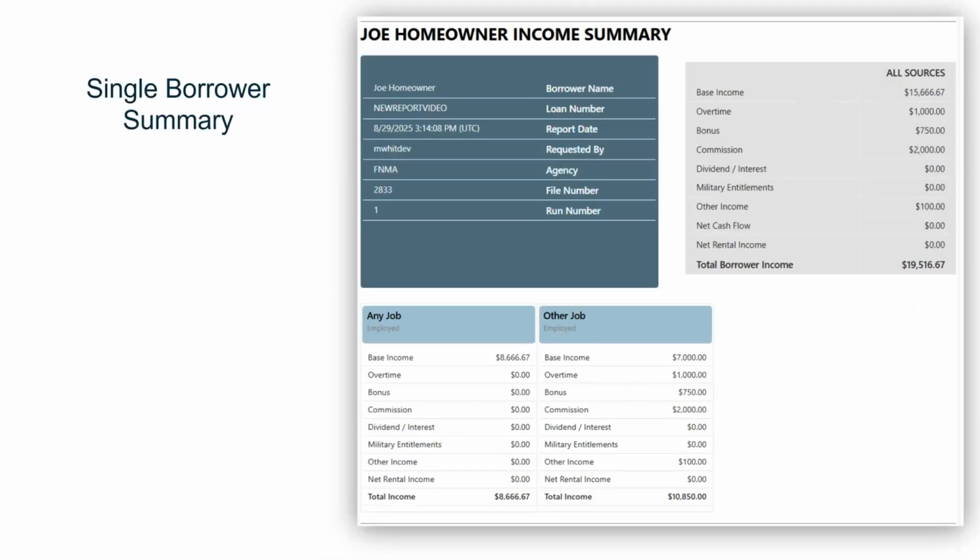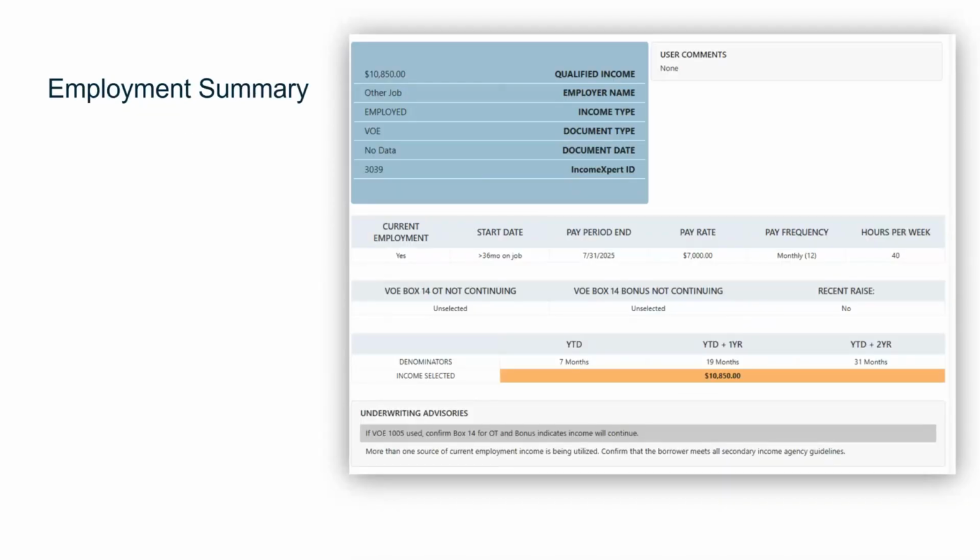After that, we break down each borrower in a summary. So borrower 1 will be first up. All the income sources is listed here, and the source of those incomes are listed below in a summary format. The next format is the detail format.